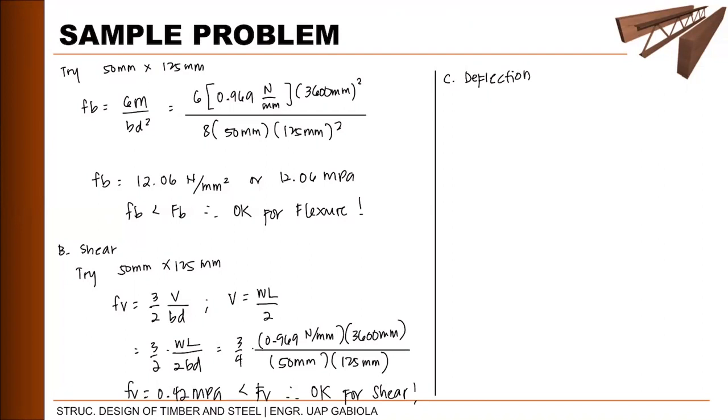Okay? Sa deflection, sabi ang allowable natin is L over 300, or yung 3,600 mm natin, divide natin sa 300. So yung allowable natin is how much? So 12 mm ang pwede nating deflection.